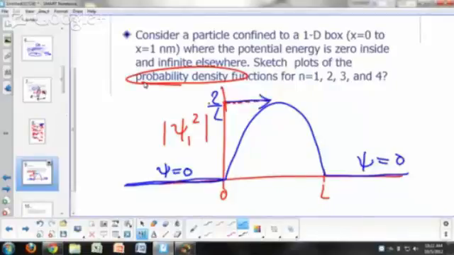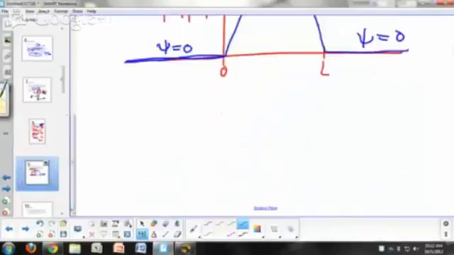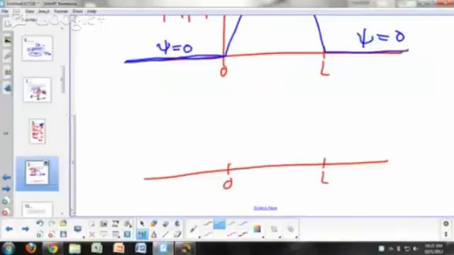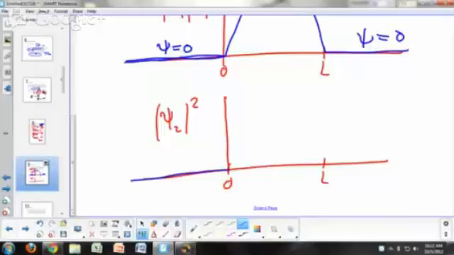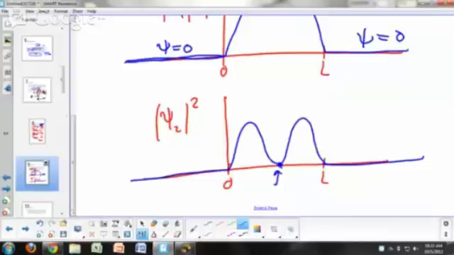Okay. What about for n equals 2? From x equals 0 to x equals L, n equals 2, so the absolute value of psi 2 squared. What would you get now? Again, it's 0 at x less than 0, 0 at x greater than L. 2 humps. And what do you call this thing right here at L over 2?